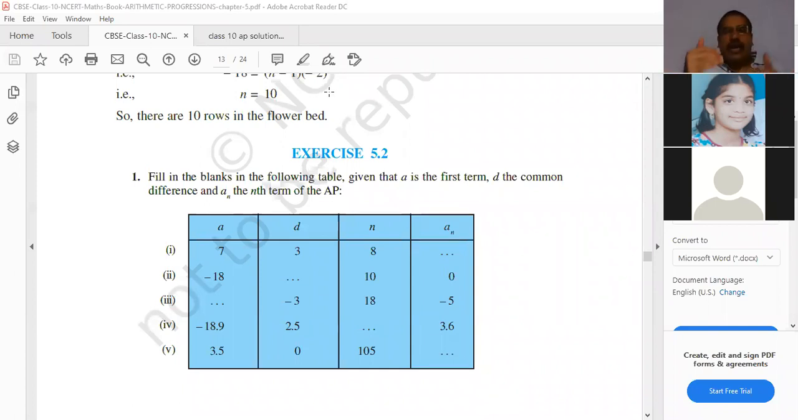Like that, you have to understand the difference between the nth term and the sum of n terms. See the difference you have to catch, otherwise you'll get more confused. In the textbook, the exercises are given in order. In this exercise you're using only nth term formulas, and in 5.3 we use only the sum of n terms. But in the exam, you will get confused whether you have to use the nth term formula or the SN formula. That confusion should be removed from your brain.